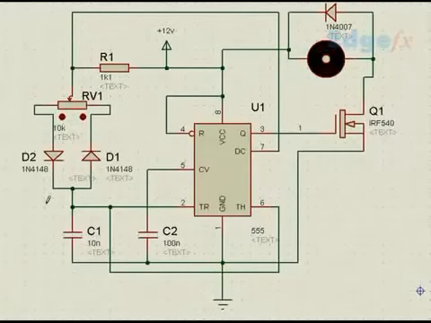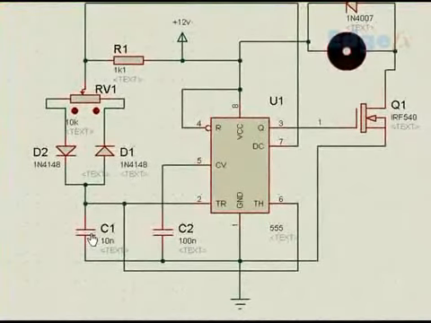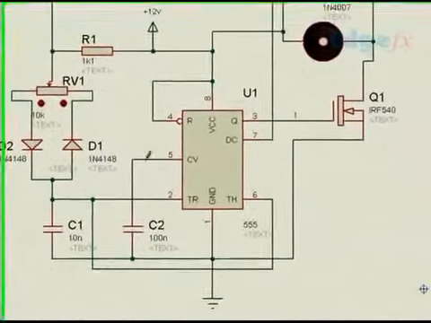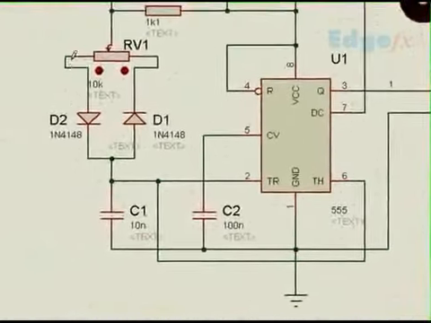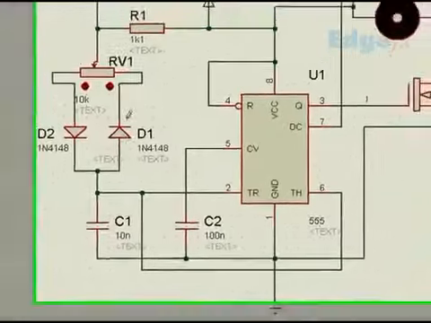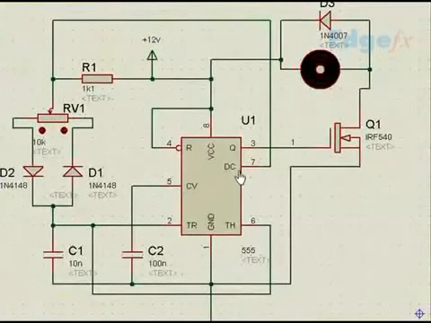where this R and this R and this C1, they form the RC component of the timing value. This is just a filtering capacitor at pin number 5, and the charging takes place for this capacitor by this route and discharging takes place by this route through pin number 7, the discharge pin.